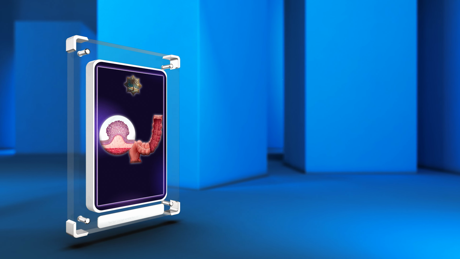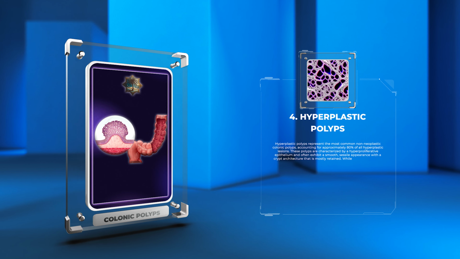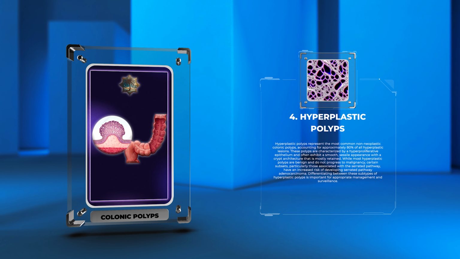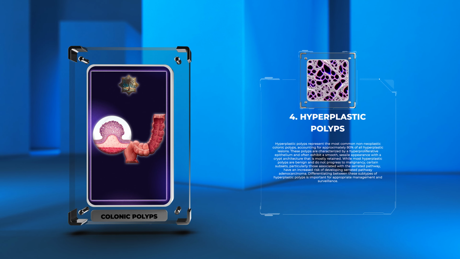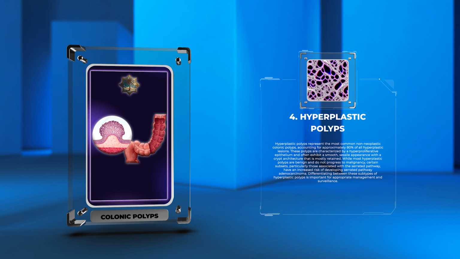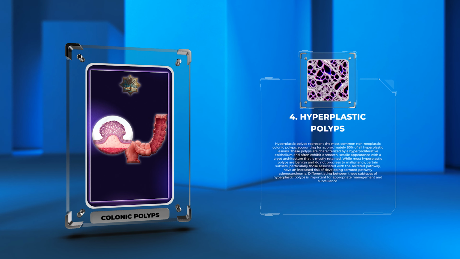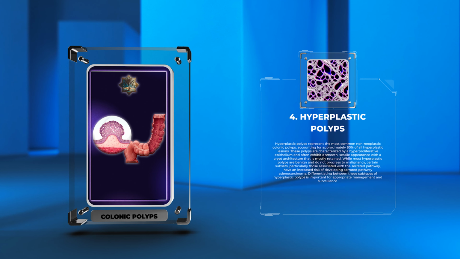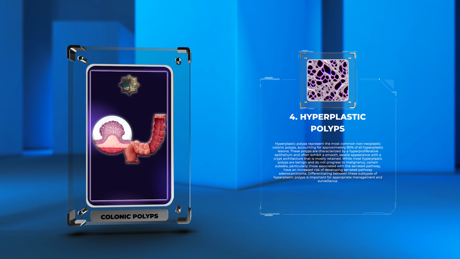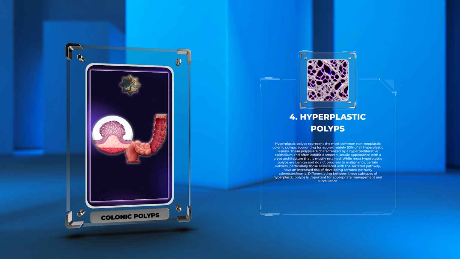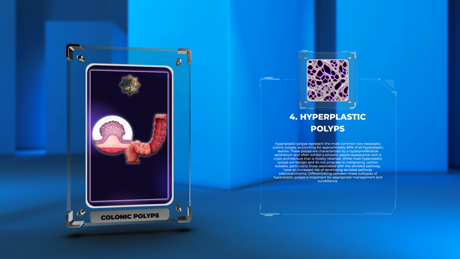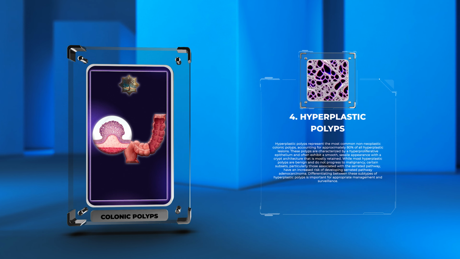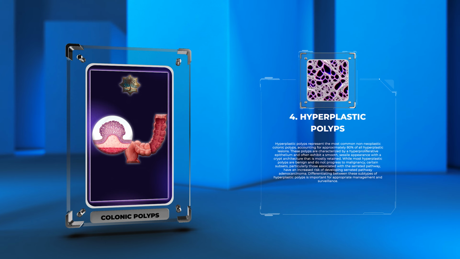Hyperplastic polyps represent the most common non-neoplastic colonic polyps, accounting for approximately 80% of all hyperplastic lesions. These polyps are characterized by a hyperproliferative epithelium and often exhibit a smooth, sessile appearance with a crypt architecture that is mostly retained. While most hyperplastic polyps are benign and do not progress to malignancy, certain subsets, particularly those associated with the serrated pathway, have an increased risk of developing serrated pathway adenocarcinoma. Differentiating between these subtypes of hyperplastic polyps is important for appropriate management and surveillance.